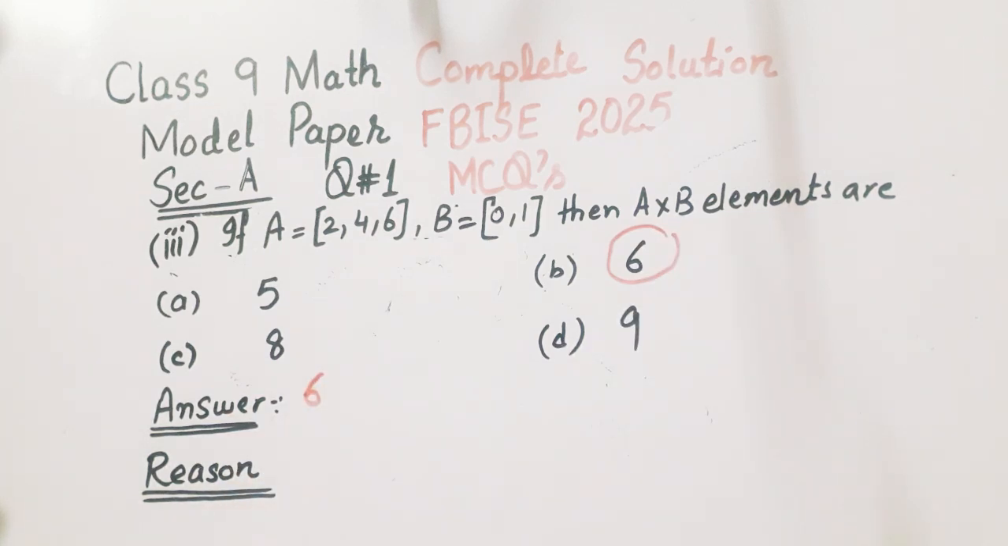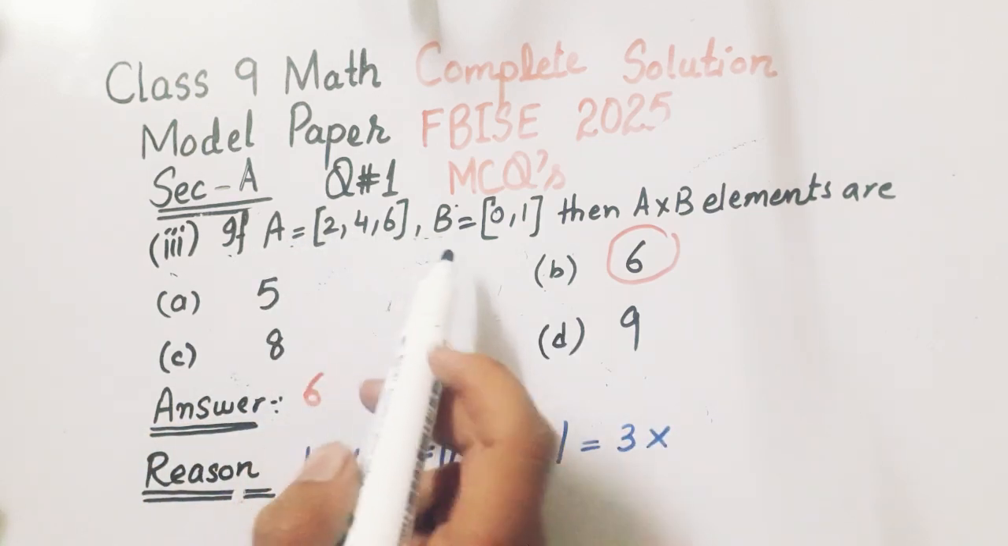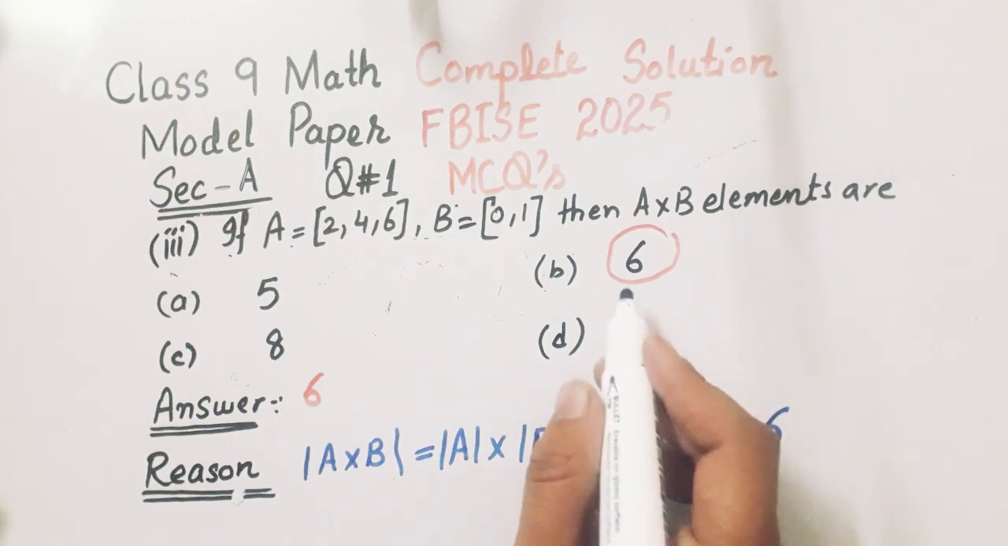And the reason behind this is, we know that mod of A cross B is equal to mod of A multiplied by mod of B. Mod tells us the magnitude or number of elements. So the number of elements in A is 3 and in B is 2. So 3 multiplied by 2 is 6. So A cross B will be equal to 6.